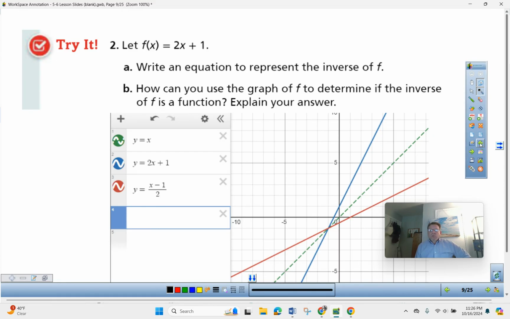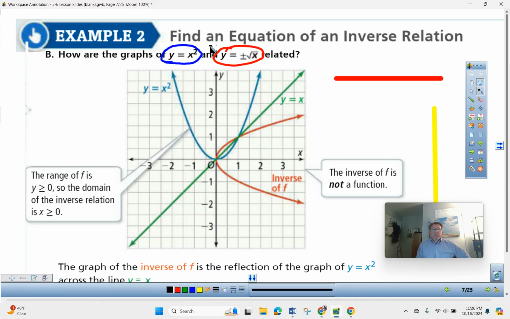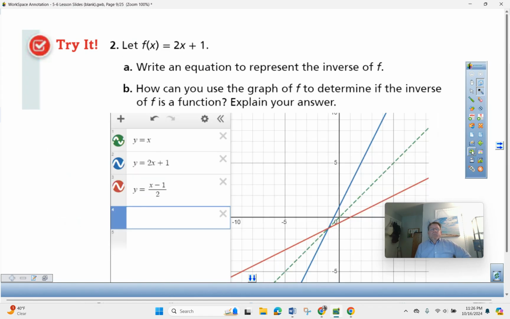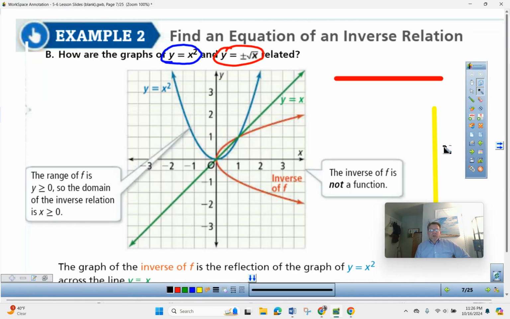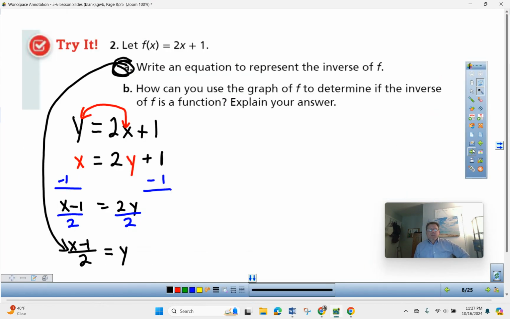Okay, so our task was what? Find an equation of an inverse relation. And so we've done that plus more. Okay, second one, restrict the domain to produce an inverse function. So what are we talking about here? Well, over here we said the blue is a function, but the red is not. Could we restrict something? Could we not use the whole thing and then that would make things work out for us, is what we're talking about.